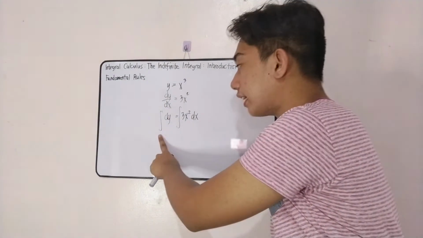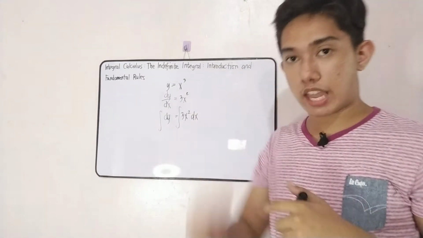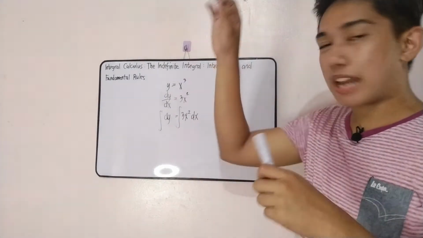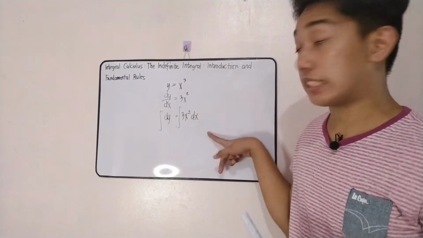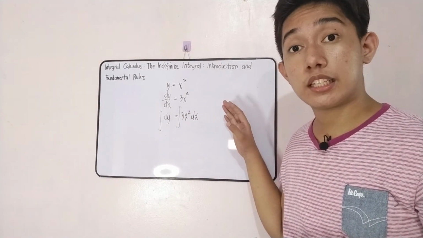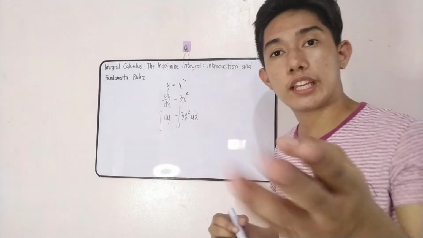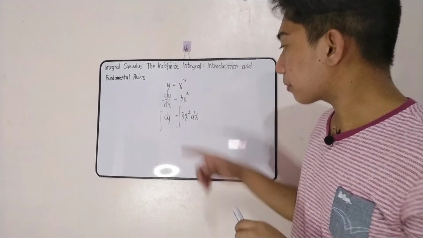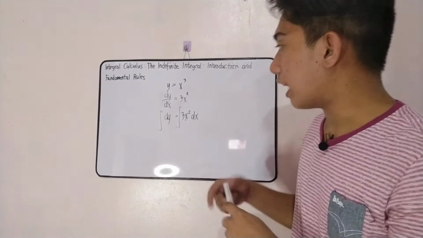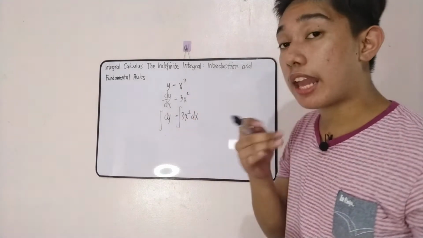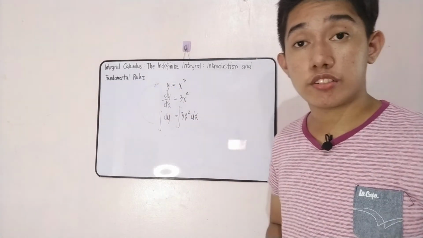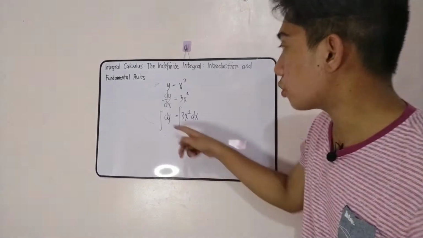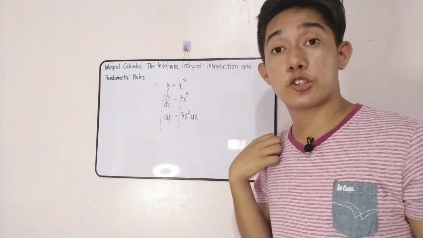So, this is the integral sign. I think it looks like an elongated S. Then this is the variable and this is the differential sign. These are the terms that we'll be encountering in this course. So getting the integral is the reverse process of differentiation. We will just revert back to the original function from earlier.